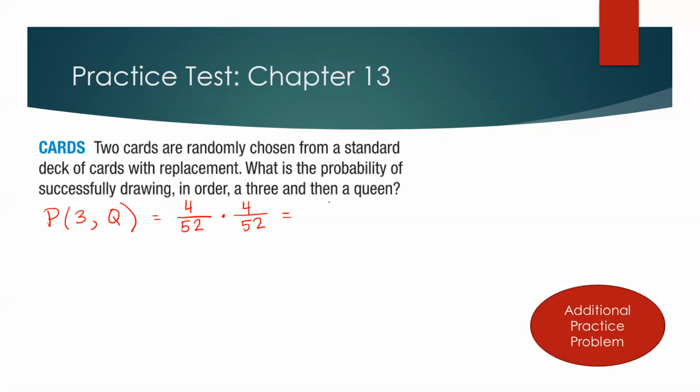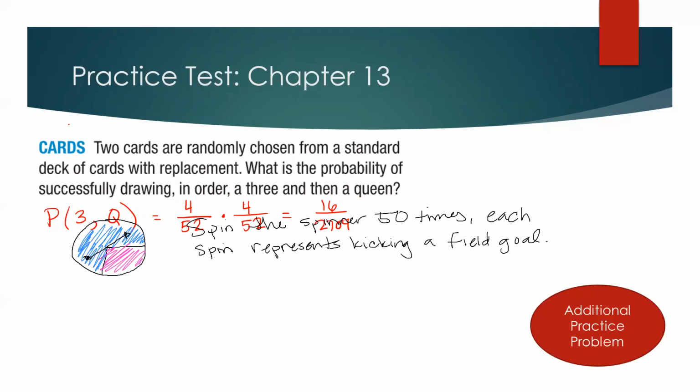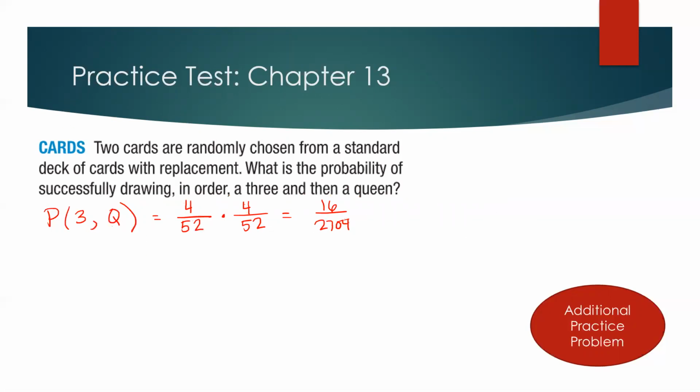So then we're going to multiply. We get 4 times 4, which is 16, and 52 times 52 is 2,704. Okay, and then we could simplify by 16 over 16, and we end up with 1 over 169. So that is the probability of pulling a 3 and then a queen if we put the card back.